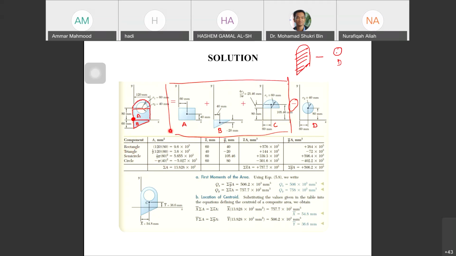Rectangle for A, triangle for B, semicircle for C, and circle for D. Alright. So you compute the area, you compute x bar, y bar, you multiply x with A, and then y by A, and you get this answer. And then find the location of the centroid using the formula. Okay, so the centroid is located at x bar 54.8 and y bar 56.8.